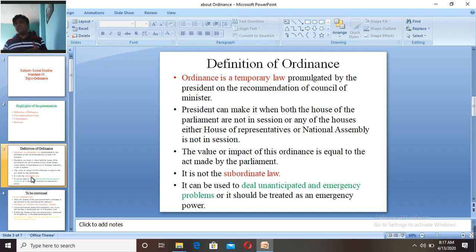So ordinance is not made regularly by the executive, or made by the president on the recommendations of the councils of ministers frequently. It is an occasional law brought by the president on the advice of the councils of ministers. So it has to be brought by the executive to deal with unanticipated and emergency problems, when the session of the parliament is not in operation. When the parliament is in session, there is no need for the executive to promulgate the ordinance.